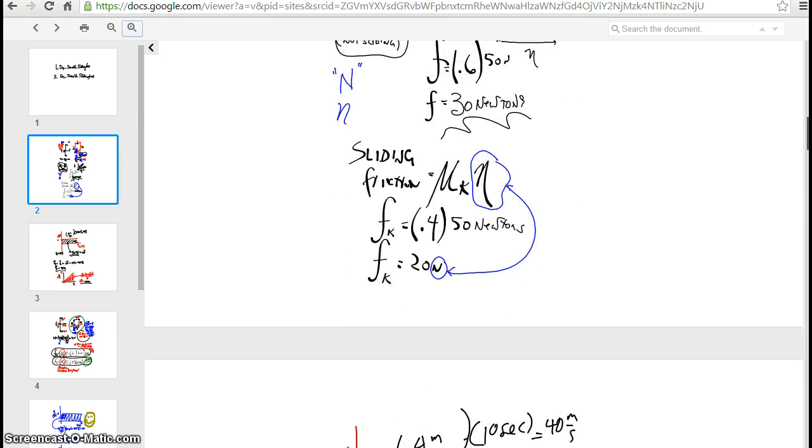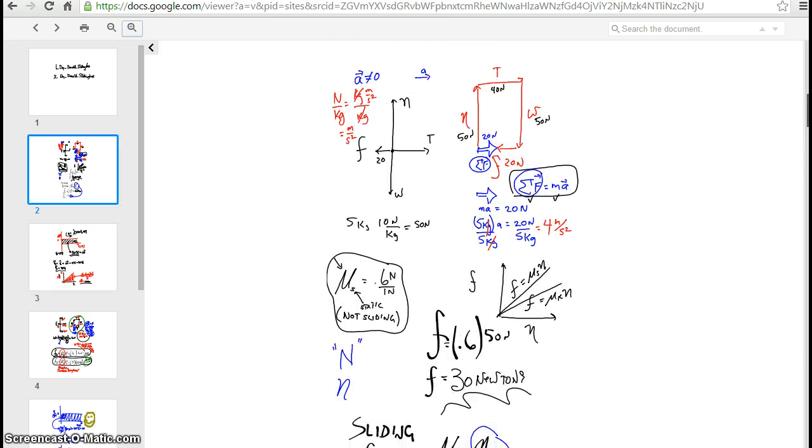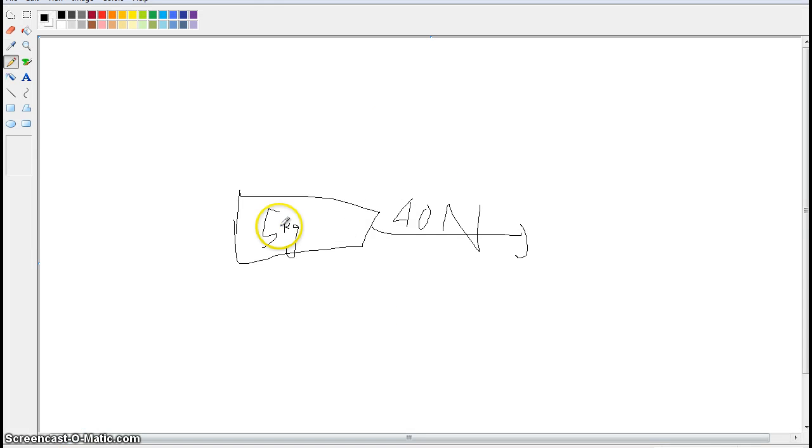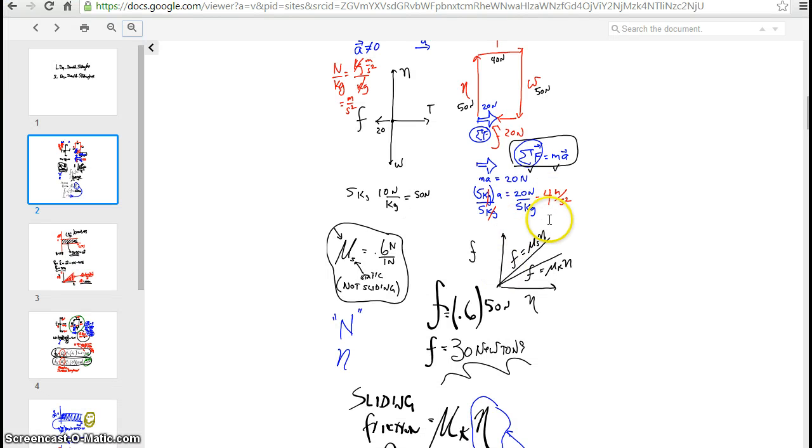Now, what else are we given? We can also use that the total force is equal to mass times acceleration. We can look for the acceleration, which is 4 meters per second squared. How did I get that? Because I plugged in the numbers: 20 newtons for the total force, and the mass is 5 kilograms from this box.